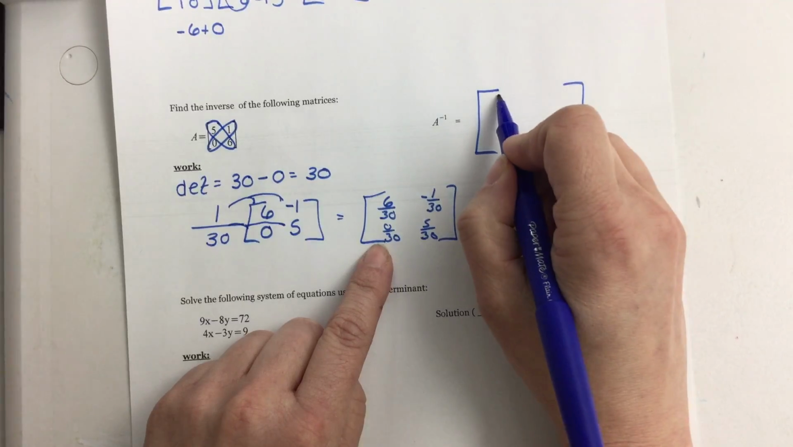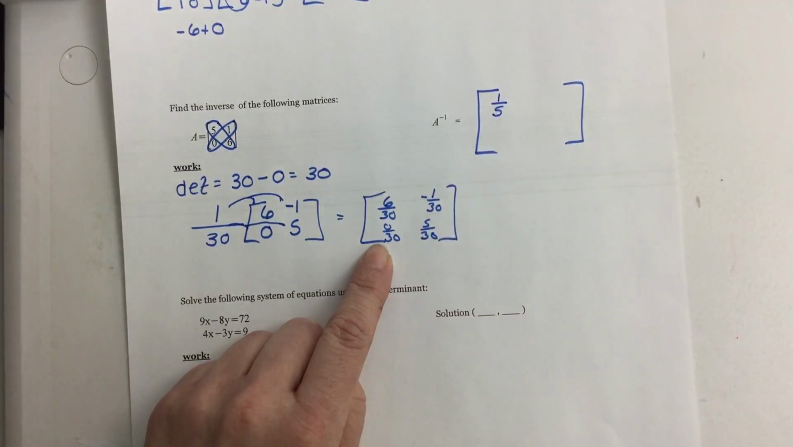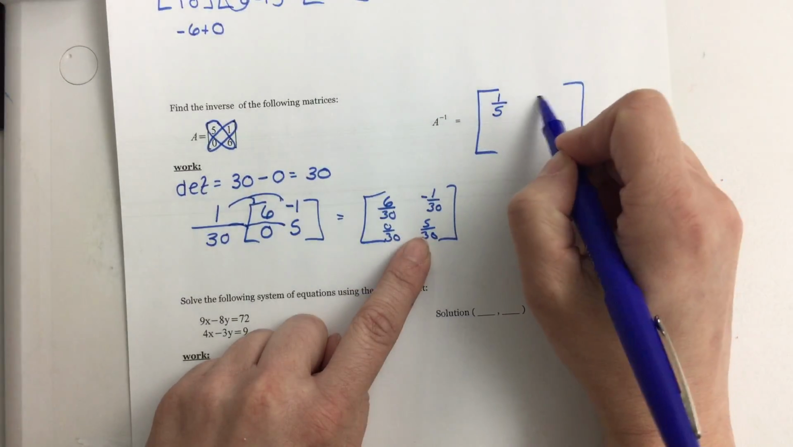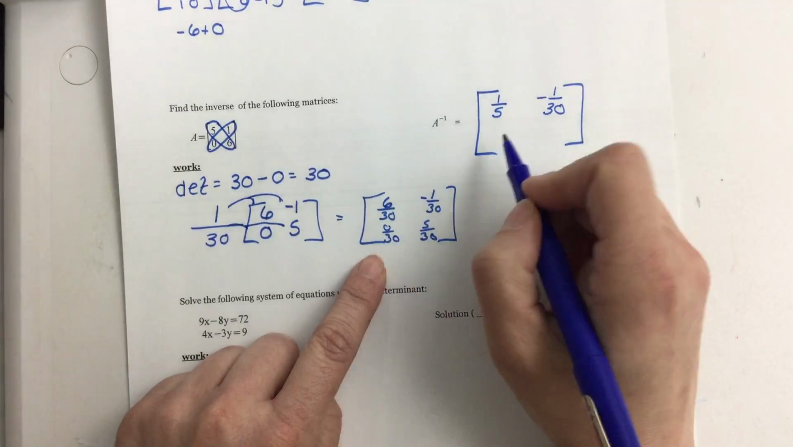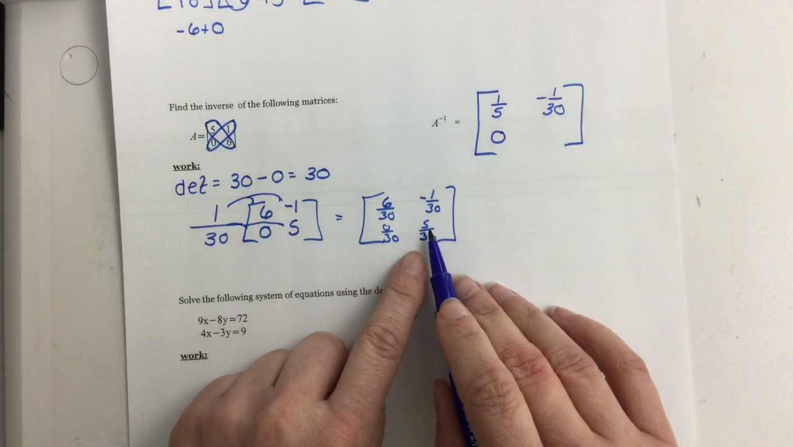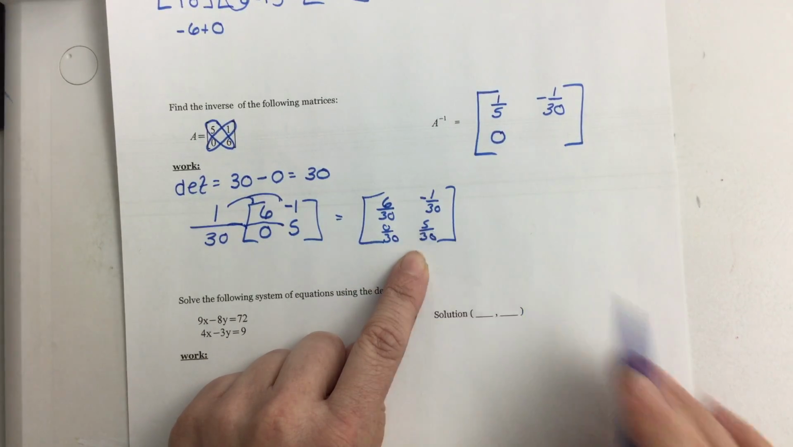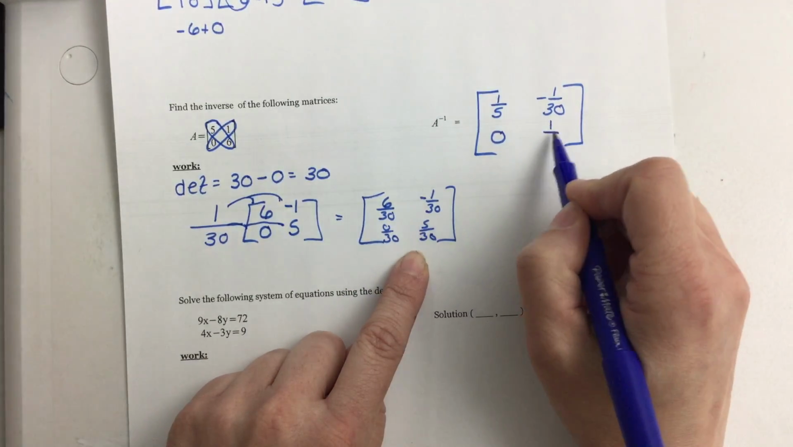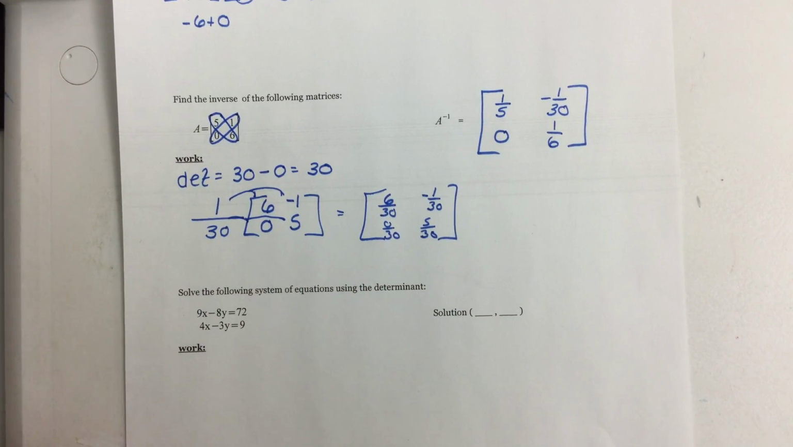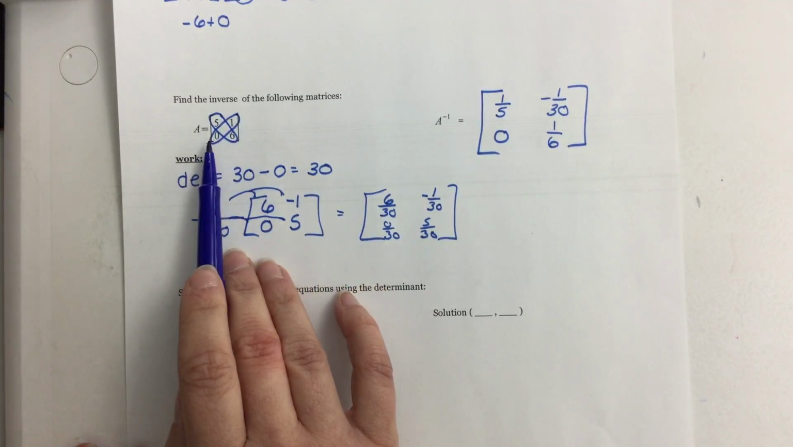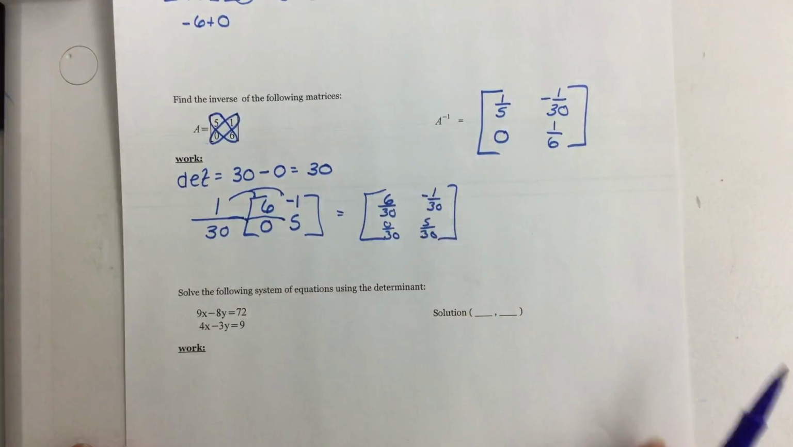6 over 30, I can divide top and bottom by 6, and I would have 1/5. Negative 1 over 30 cannot be simplified. 0 divided by 30 is a 0. 5 over 30, I can divide top and bottom by 5, and I get 1 over 6. So there would be your inverse matrix. So that is the second idea. They'll be giving you a matrix that's a 2 by 2, and you want to find the inverse.